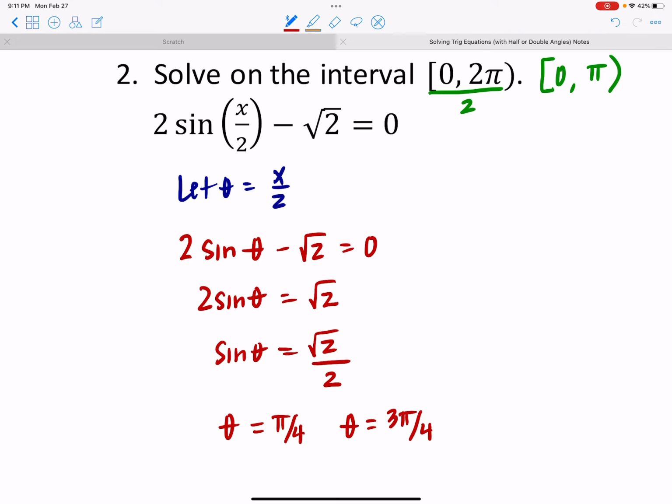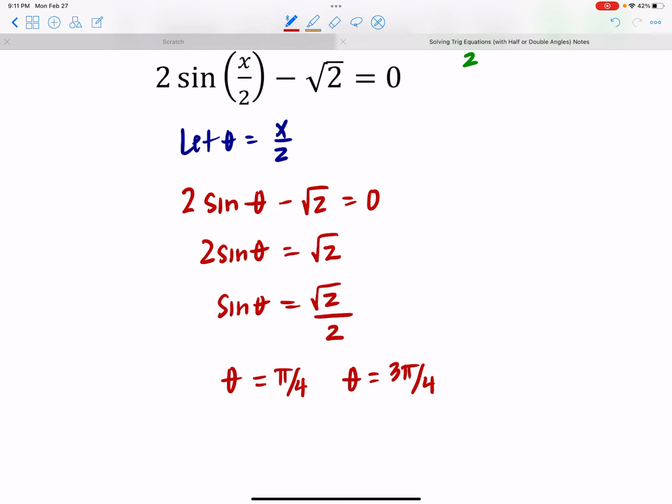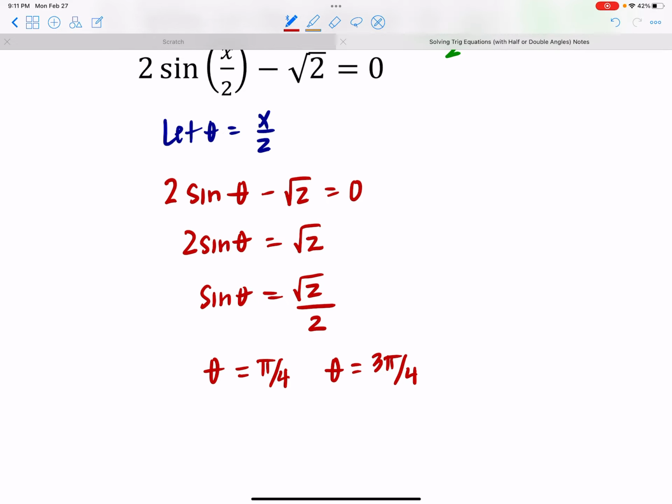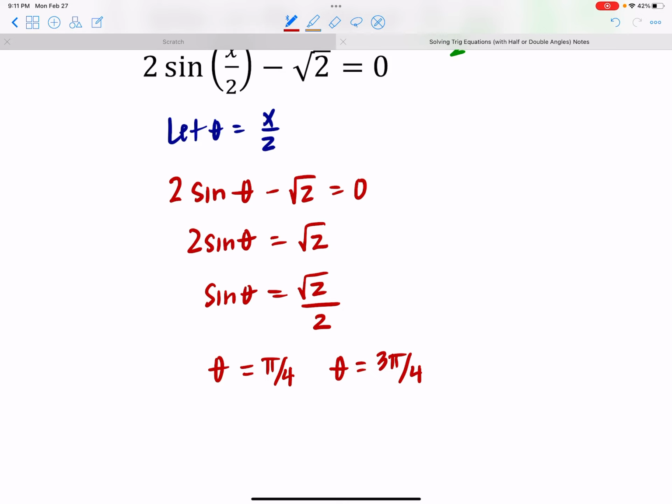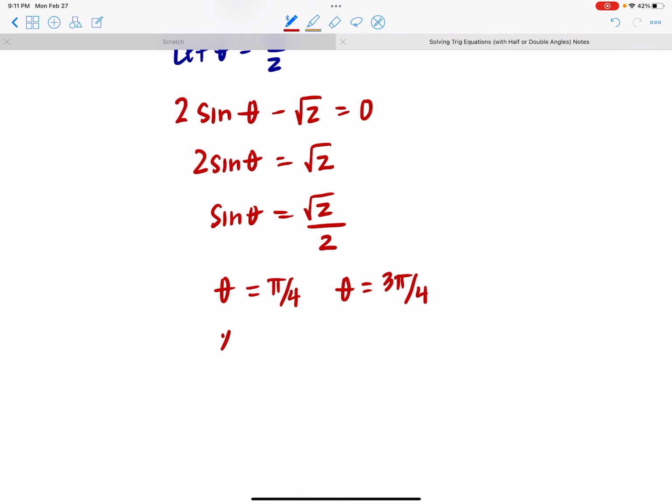And if I was solving for theta, I would be done here. However, I'm not solving for theta, I'm trying to solve for x. So now I want to put x back into the picture. Since I let theta equal x over 2, since I replaced x over 2 with theta, now I can replace theta with x over 2. So we're going to say x over 2 equals pi over 4. And over here, same thing, x over 2 is equal to 3 pi over 4.